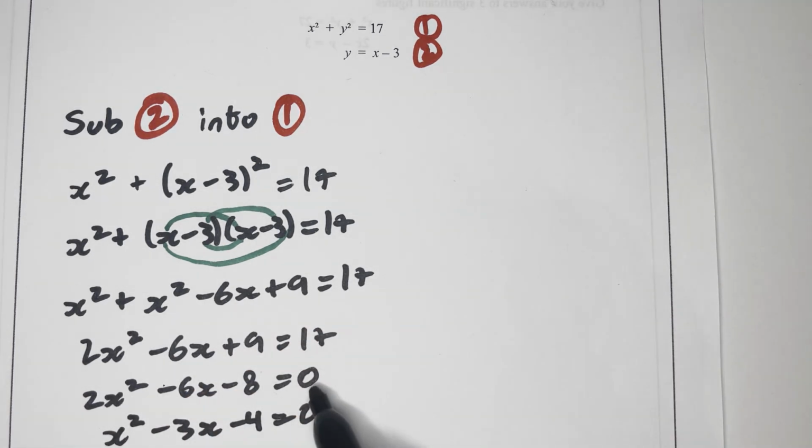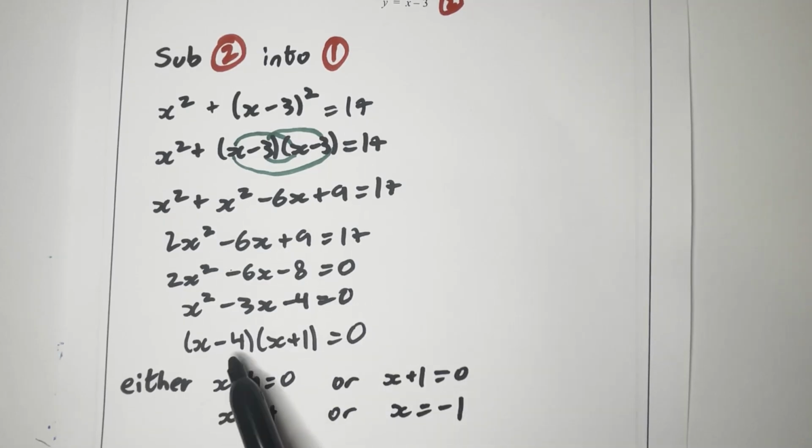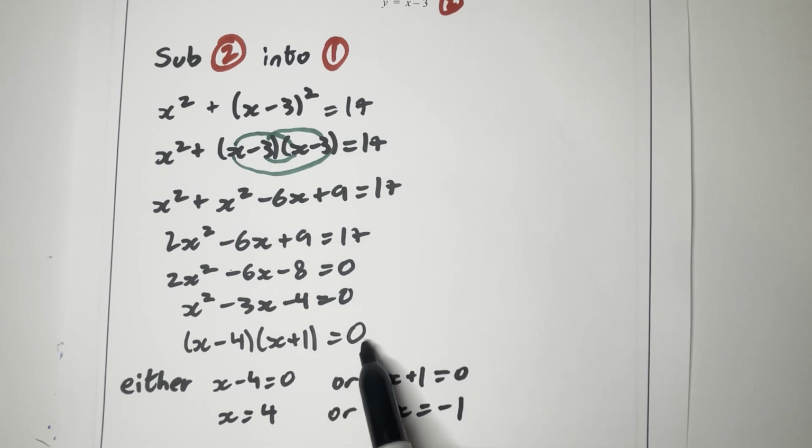Remember that when we divide 0 by 2, it's still going to be 0, so this really doesn't make any difference to the equation. You can solve this by completing the square or the quadratic formula if you'd like, but the easiest way is to factorize. We can factorize this as x minus 4 times x plus 1 is equal to 0.